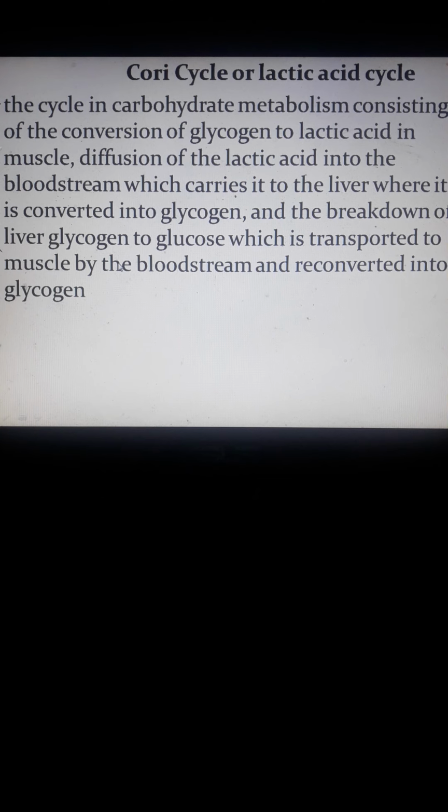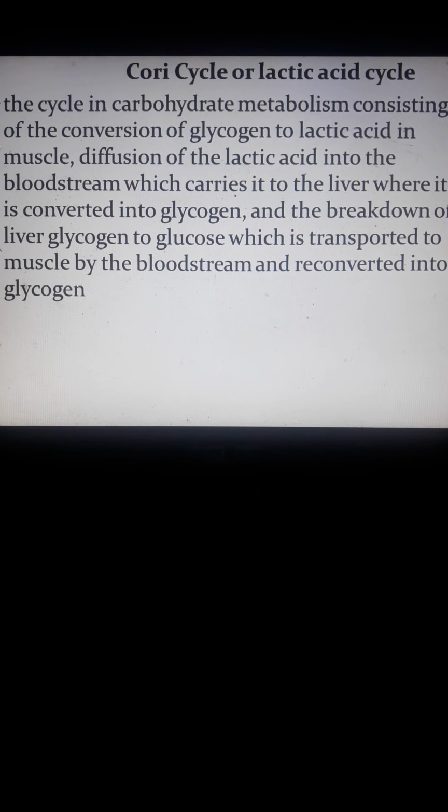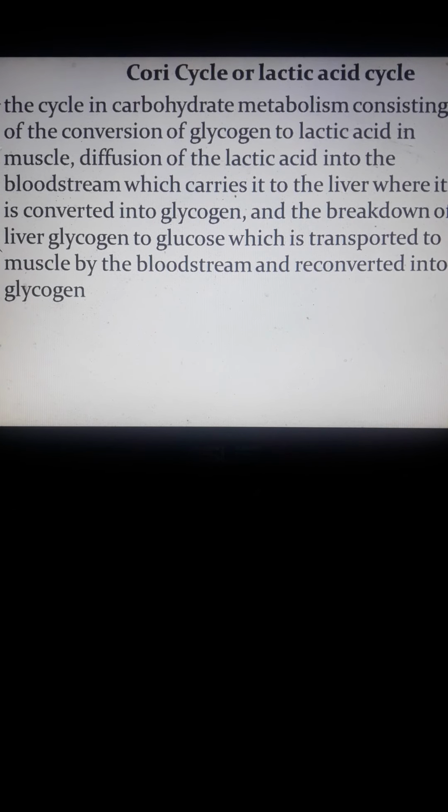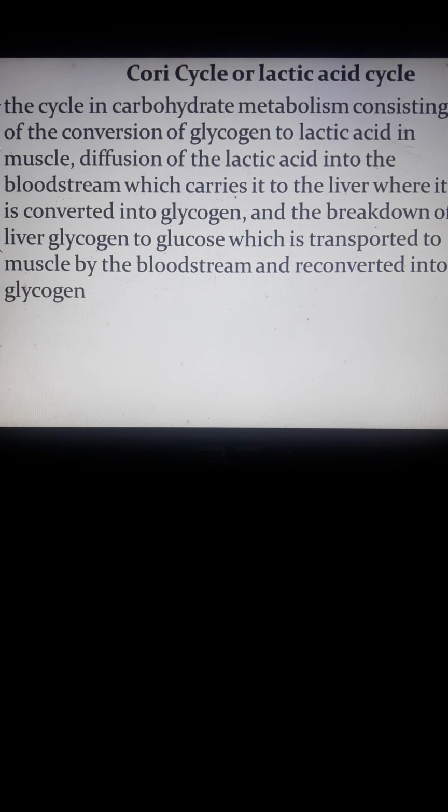It is similar to gluconeogenesis. Okay. So glycogenesis is the conversion of glucose to glycogen. So take note class, glycogen is the reserved carbohydrate that is present in the hepatocytes or the liver tissues.